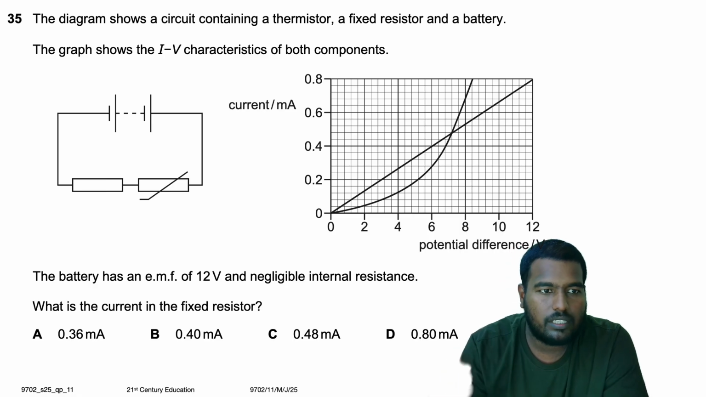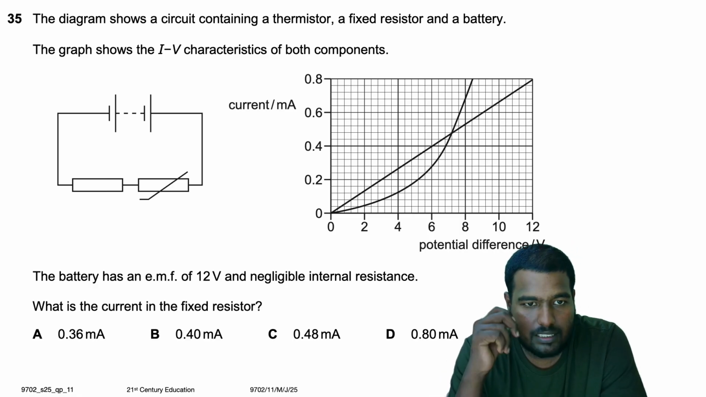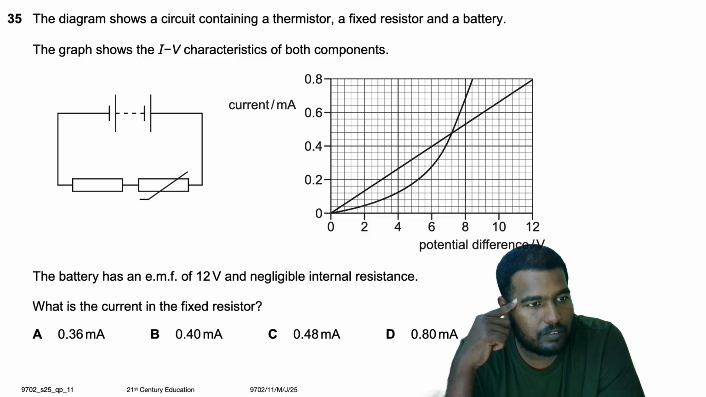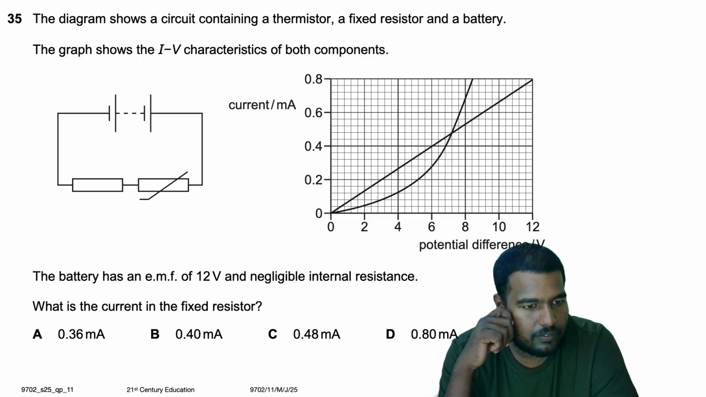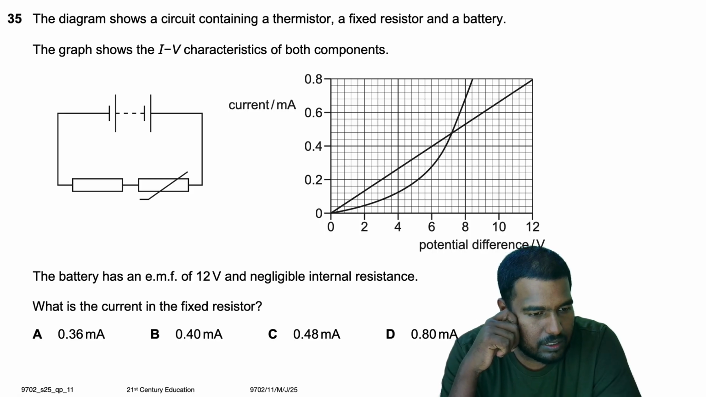The diagram shows a circuit containing a thermistor, a fixed resistor, and a battery. The graph shows the IV characteristics of both components. The battery has an EMF of 12 volt and negligible internal resistance. What is the current in the fixed resistor?